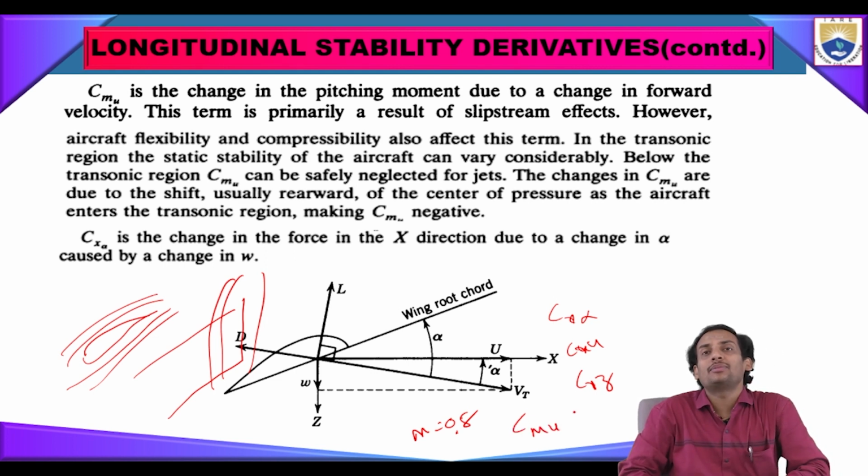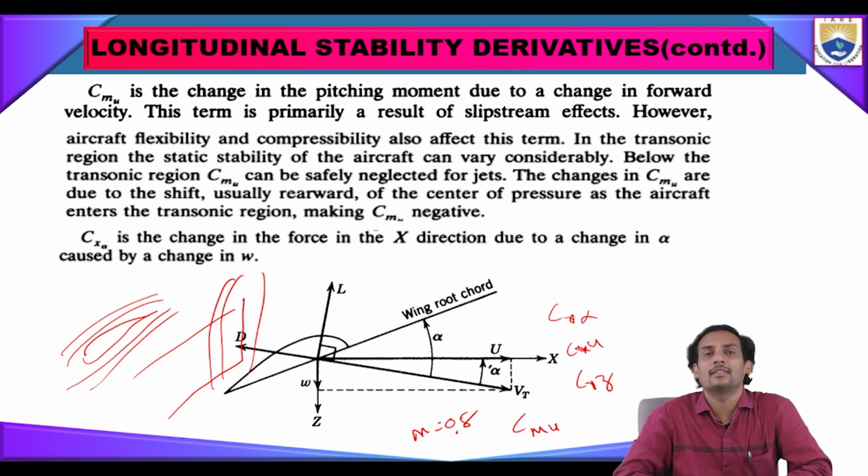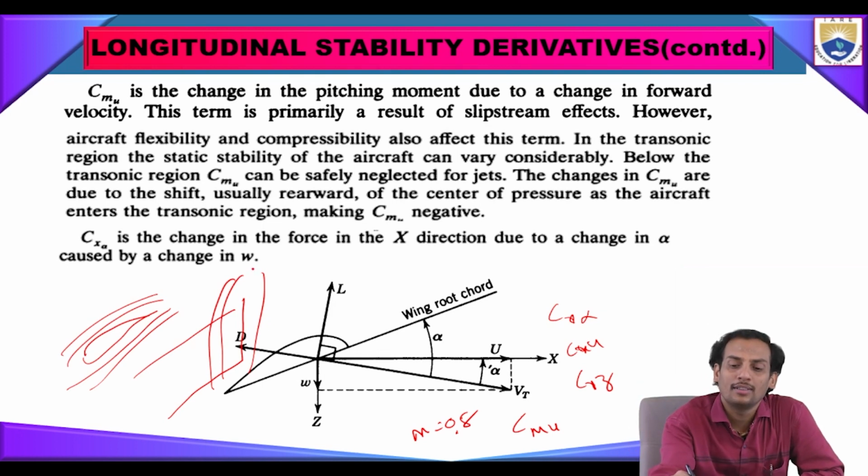So these will get negative values when the aircraft aerodynamic center of pressure is changing from backward direction to forward direction due to the change in this velocity. And CXA is the change in force in x direction. This is again a force, a stability derivative with respect to the x direction force. So this is a change with respect to the x direction due to the change in alpha caused by the downward velocity change, that is W.